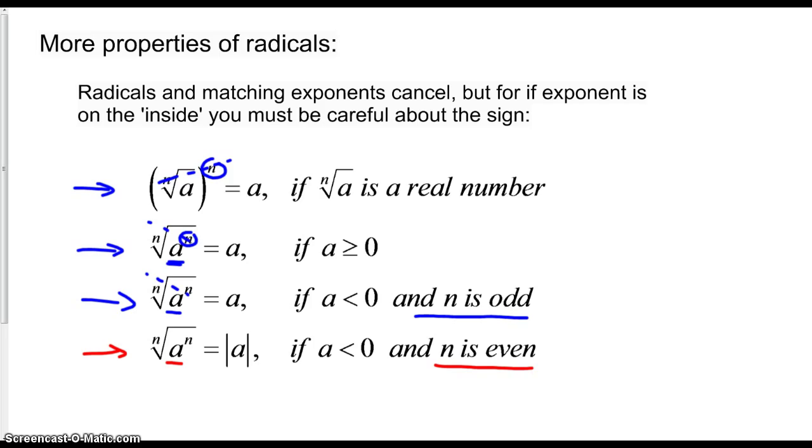So in general, the way I'd summarize it is this. An nth root and raising to the n power do cancel each other out, and you will always get the number that's on the inside left. But the difference is you have to be careful. If you have a negative inside and you have an even power, then you lose the negative sign.